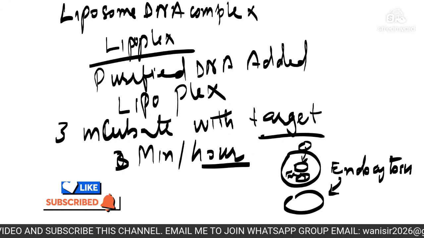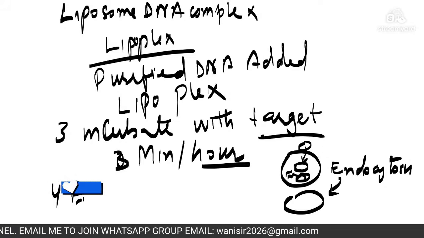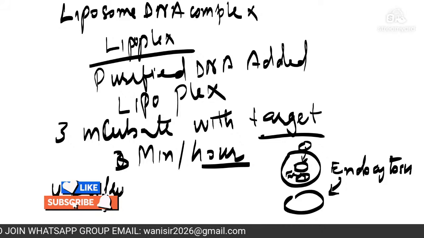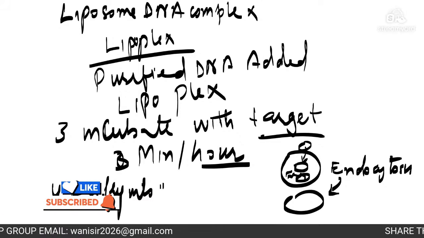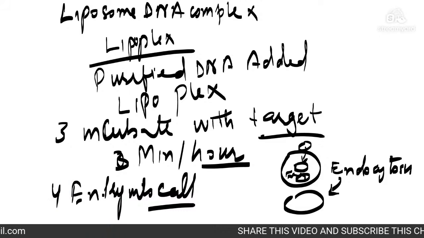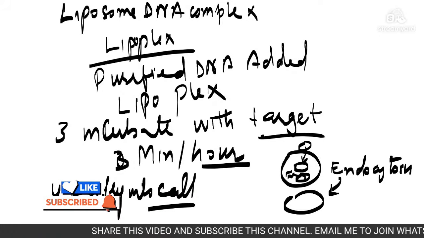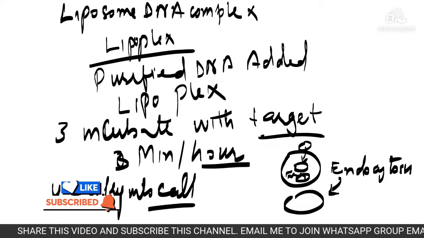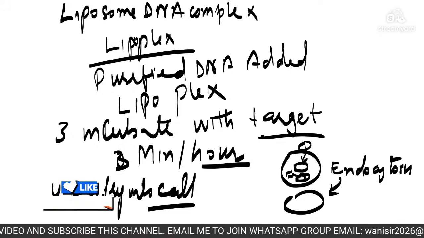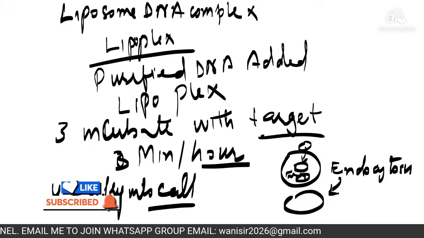The fourth step is entry into the cell, where the lipoplex enters by direct fusion with the membrane or by endocytosis, and is taken inside vesicles called endosomes. Many cationic liposome formulations are designed to disrupt the endosomal membrane, helping the DNA to escape into the cytoplasm.